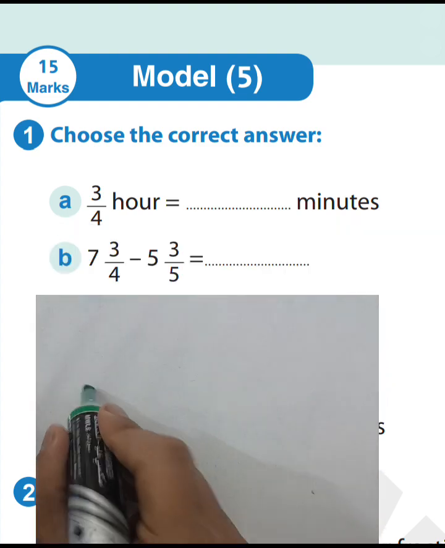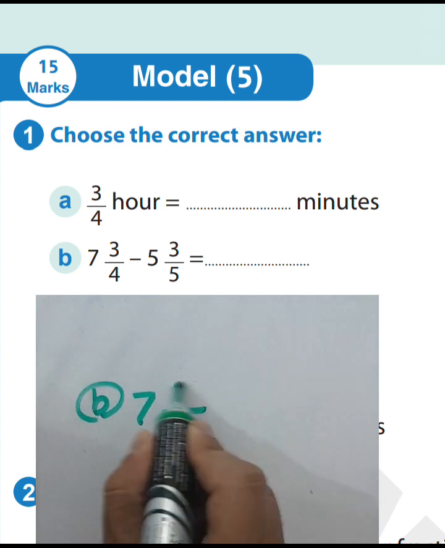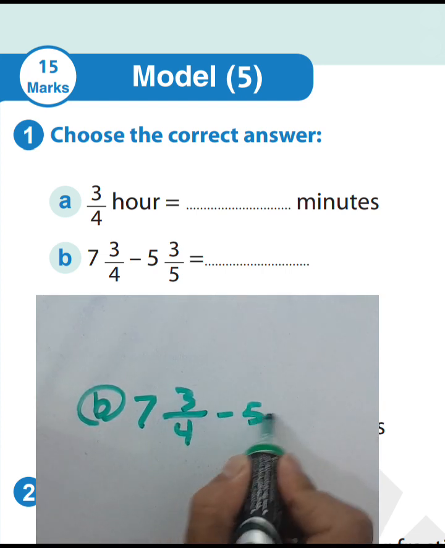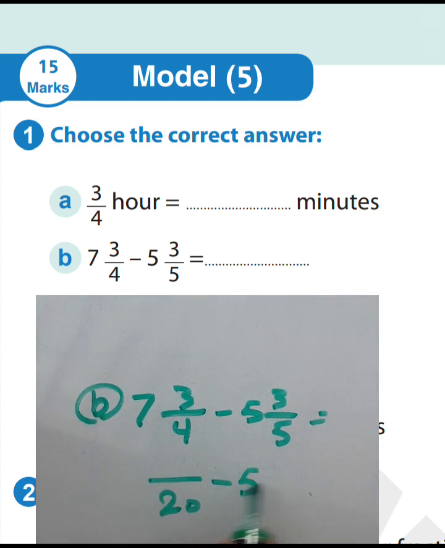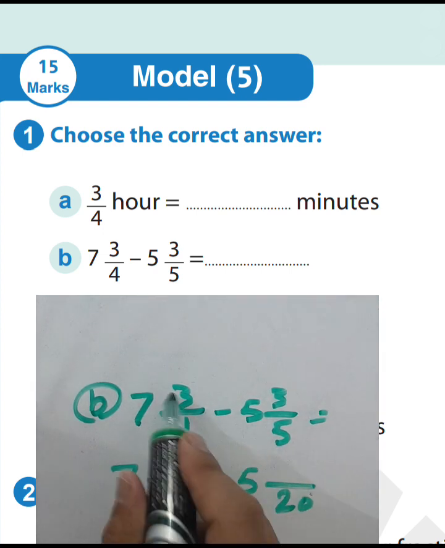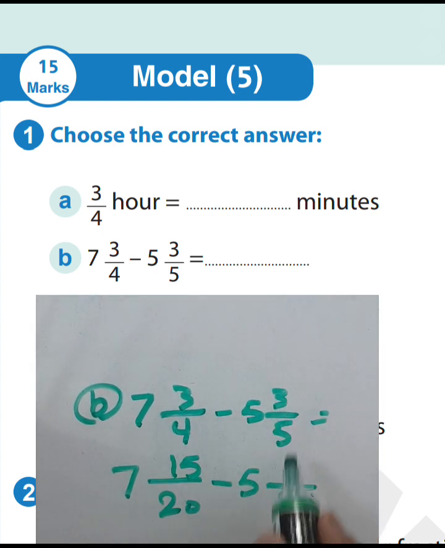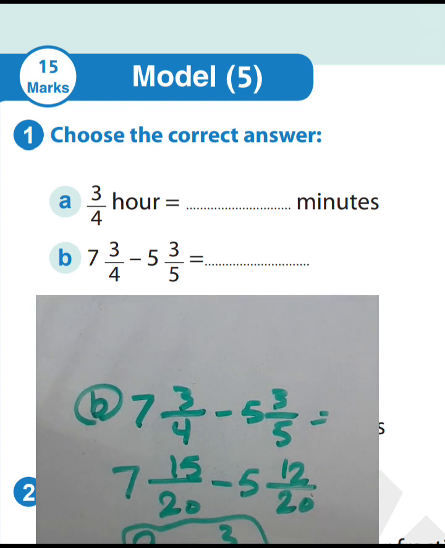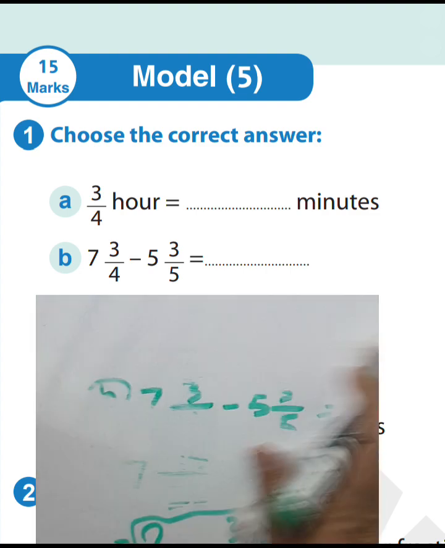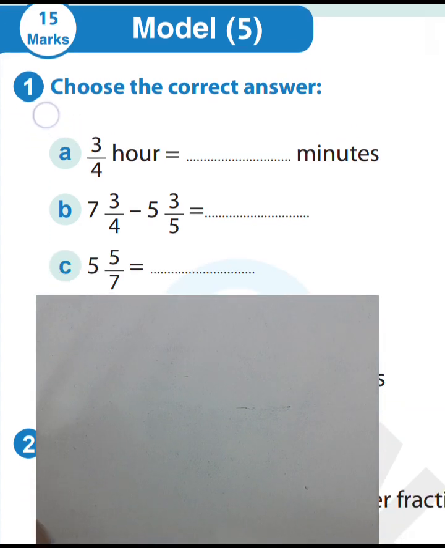Question letter B. 7 and 3 over 4 subtract by 5 and 3 over 5. We can find the least common multiple between the two denominators. 4 times 5 equals 20. 5 times 3 equals 15. And 3 times 4 equals 12. 7 minus 5 equals 2. And write 20 in the denominator. 15 minus 12 equals 3. Then the result will be 2 and 3 over 20. Question letter C.